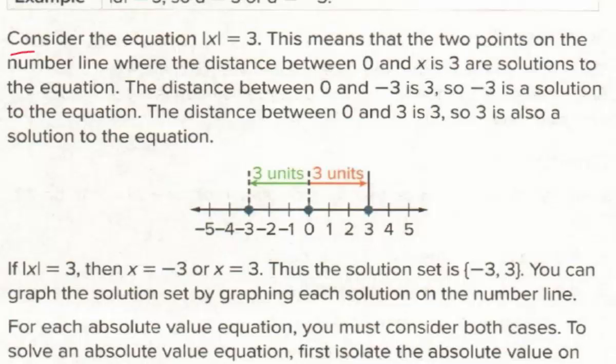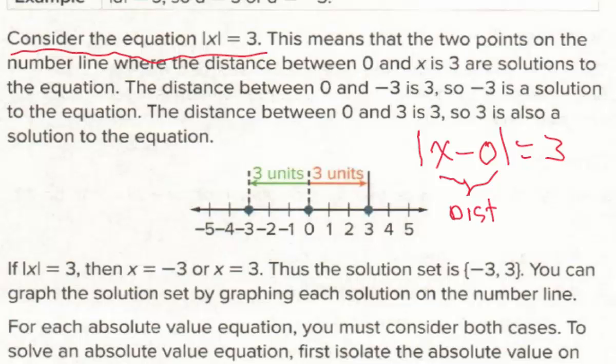When we look down here, it says consider the equation absolute value of x equals 3. I'm going to write that absolute value as absolute value of x minus 0 equals 3. And what we're really looking for is the distance between these two values. So the distance here is supposed to be 3. So if we go to 0 and we look at what numbers are 3 units away, you can see 3 units to the right is a positive 3, and 3 units to the left is a negative 3. And that's why the expression inside here can be both positive or negative, but it will always output a positive number because distances are positive.